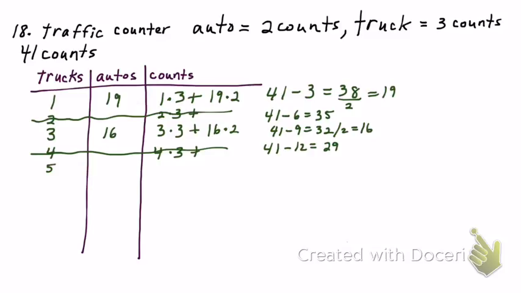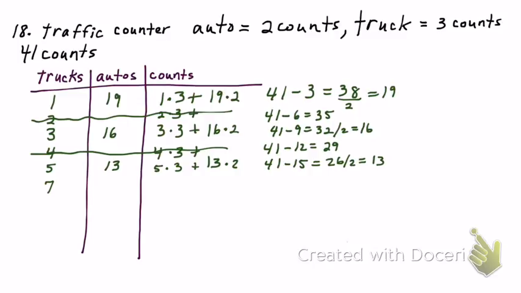Let's move on to 5. So it'll be 5 times 3, which is 15. Let's subtract that from 41. We get 26. So if you divide that by 2, you can see we need 13 cars, or 13 autos. And again, if you check that, you get 15 plus 26, which does add up to 41. So at this point, you start seeing a pattern.